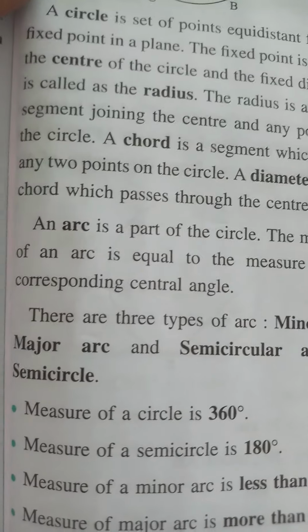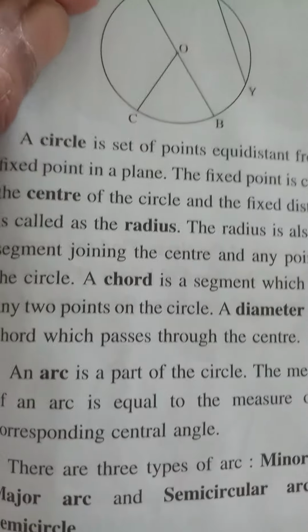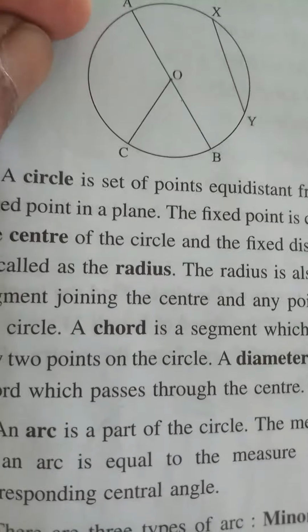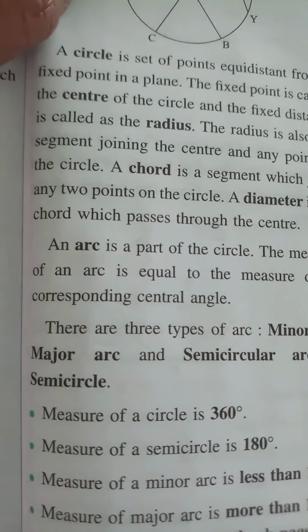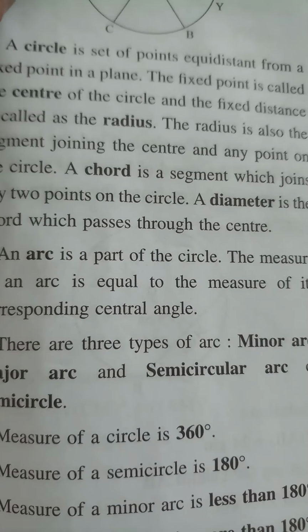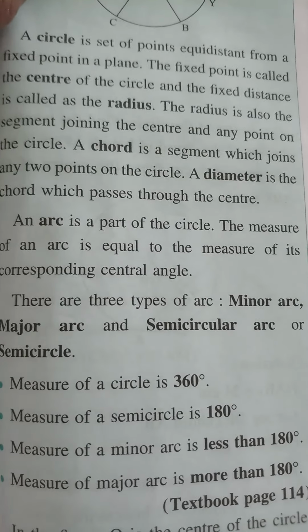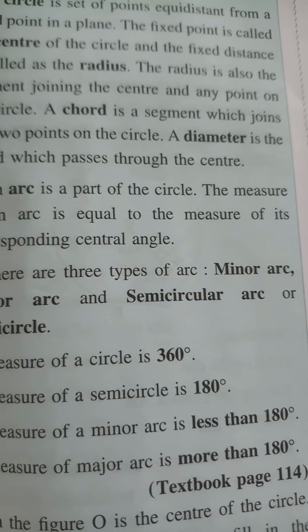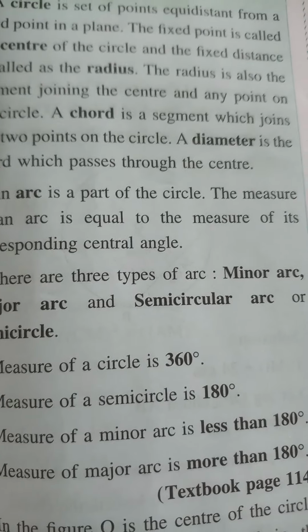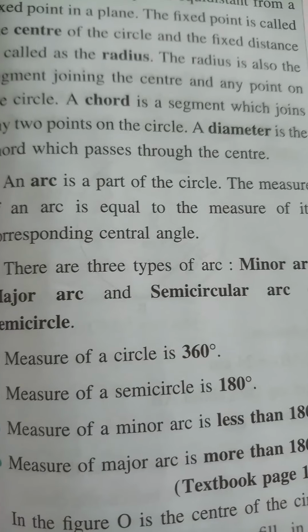So you have to learn all these definitions. Now what is an arc? An arc is a part of a circle. The measure of an arc is equal to the measure of the corresponding central angle. The measure of a minor arc is always equal to the corresponding central angle.